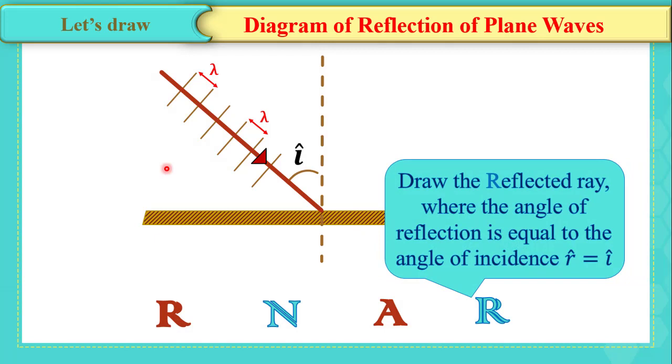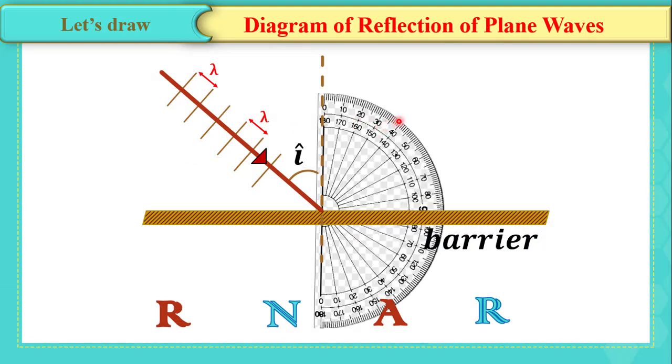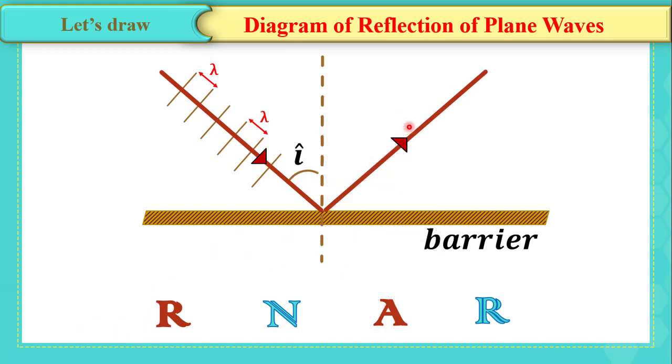The fourth step is R. R also corresponds to a ray, but this time we are talking about the reflected ray. You should draw the reflected ray where the angle of reflection is equal to the angle of incidence. R equal I, in this case it is equal to 49 degrees. Also using a protractor, we measure 49 degrees between the normal and the reflected ray and we draw the reflected ray. Don't forget to draw the wave fronts of the reflected ray, which are also separated by the same wavelength, lambda R equal lambda I equal lambda.